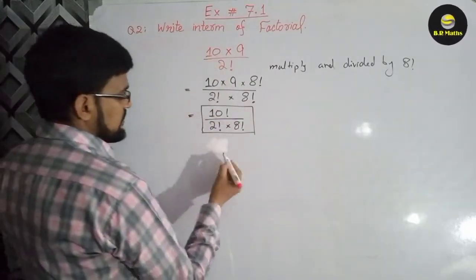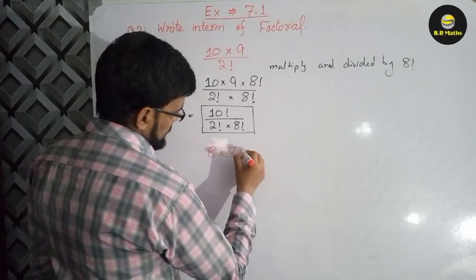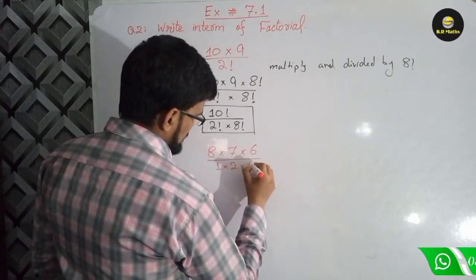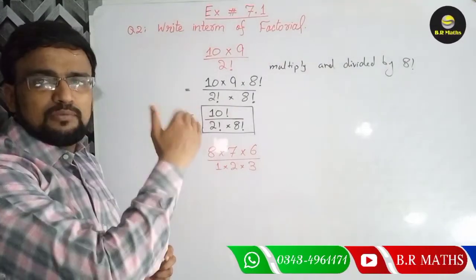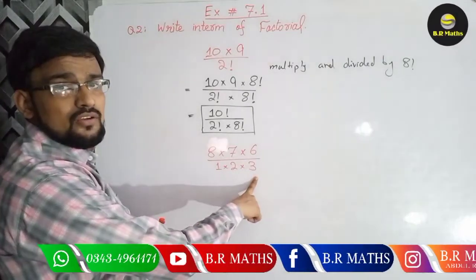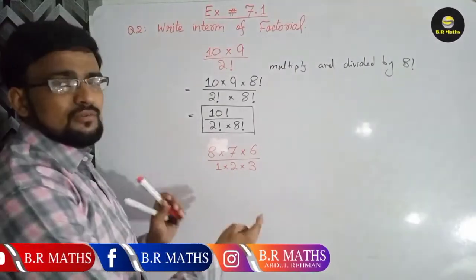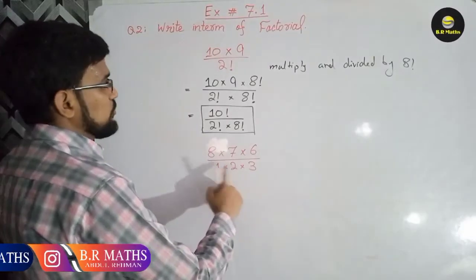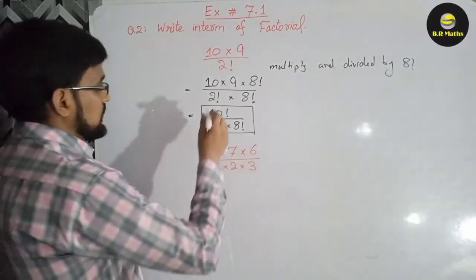So now convert. The next question is this one. See, 8, 7, 6, similarly a higher number, and in the denominator 1, 2, 3. Okay, so this is not a big problem. 1 multiply 2 multiply 3, then you can also change the position. You know about the commutative law and associative law. So according to the commutative property, you can shift the numbers 1, 2, 3 and multiply in the form 3, 2, 1. Okay, so this is not a big deal.